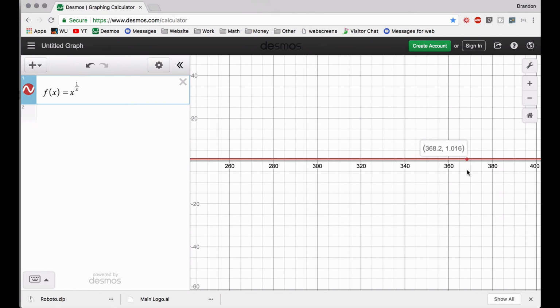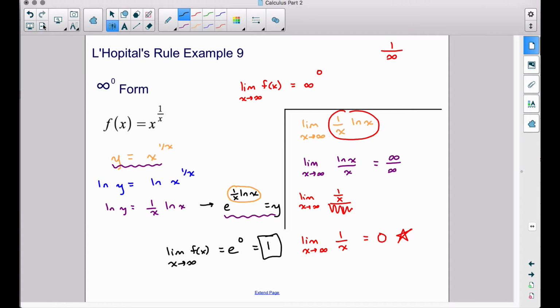And you can see it dropping. Now we're at 1.016. Now we're at 1.015. I hope you get the idea there. And there you have it, example 9. To my knowledge, examples 1 through 9 here that cover L'Hopital's rule, we've pretty much addressed all the various indeterminate forms that you may get and the techniques you'll have to use in order to find those limits.